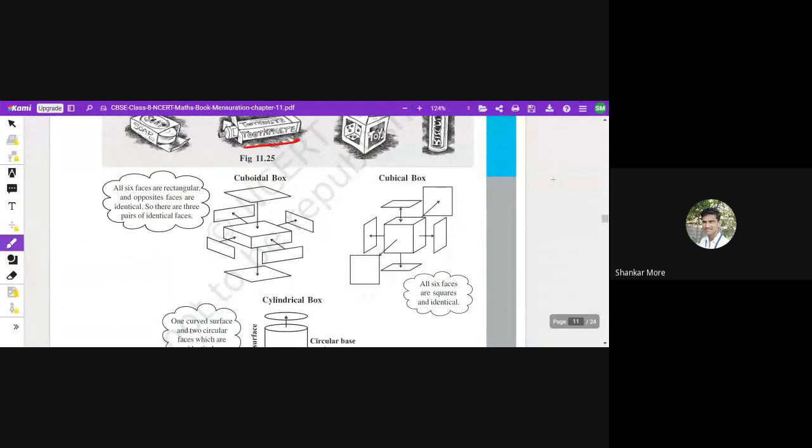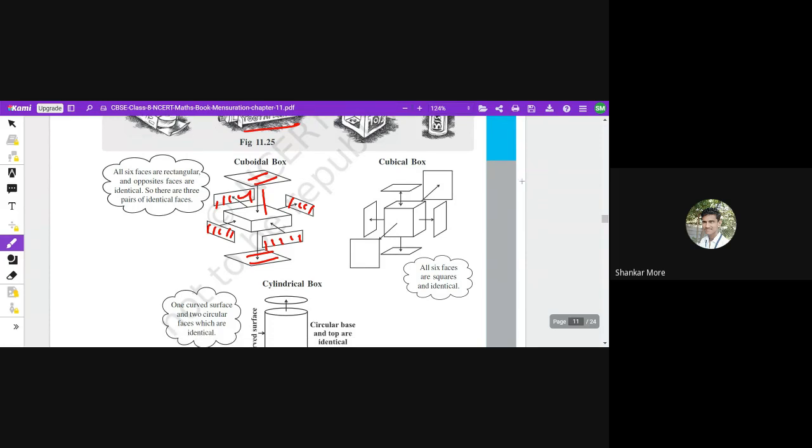All six faces are rectangular and opposite faces are identical. See, if we open a cuboidal box, for example a matchbox, which is a cuboidal box, isn't it? If you tear up and separate each face, you will see that the upper face and the lower face will be identical, right? The side faces will be identical, and the smaller faces will be identical. So that means one, two, and three. There are three pairs of identical faces in a cuboid.